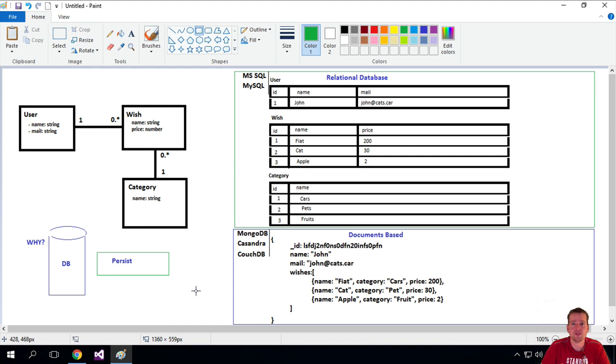That's the goal. See you in the next lesson where we'll start talking about the difference between these two types of databases.